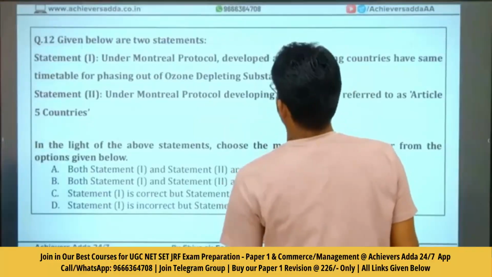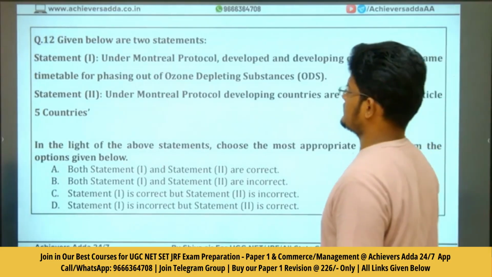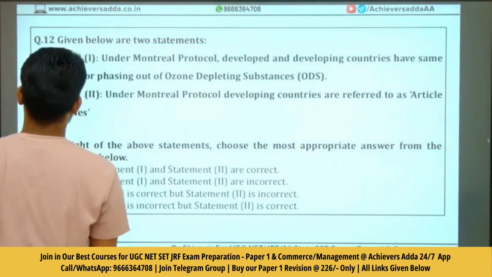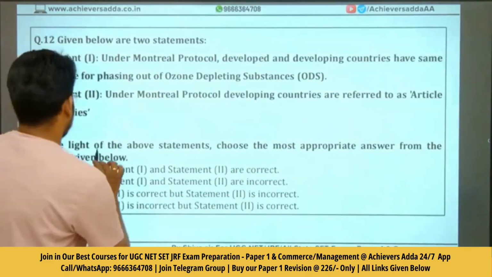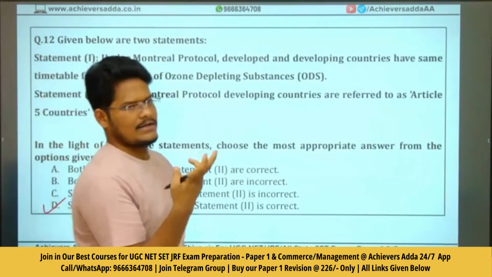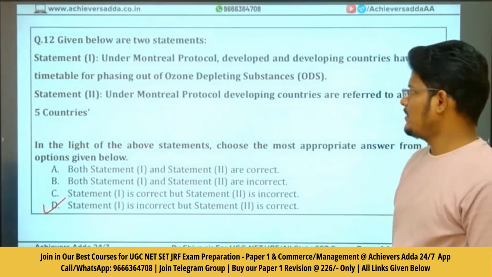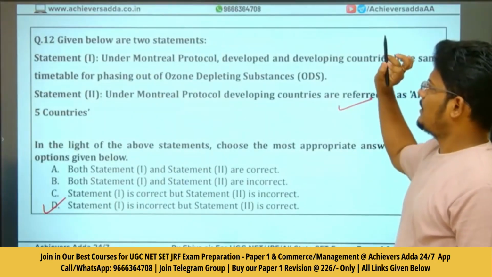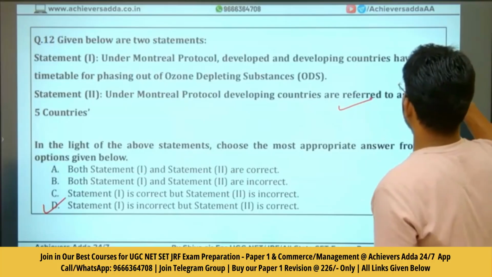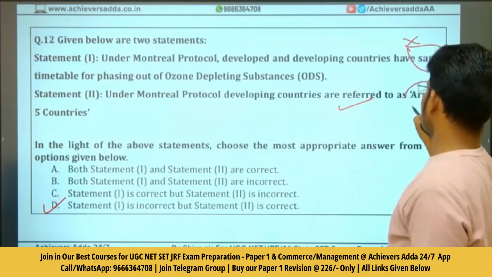Under the Montreal Protocol, developed and developing countries have some timetable to phase out the ozone depleting substances. Developing countries are referred to as Article 5 countries. Answer is D, unfortunately. There are two categories of countries under the Montreal Protocol: Article 5 and non-Article 5 countries. Article 5 countries come under the developing countries. This is correct. Whereas developed and developing countries having the same timetable? No. If there is a same timetable, why is there a classification?